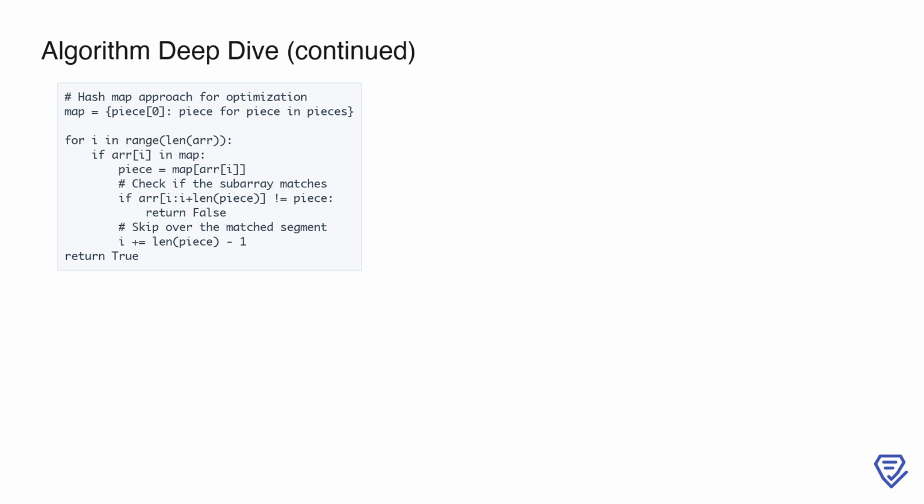Then, as we traverse ARR, we check whether the current value in ARR exists in the hash map. If it does, we retrieve the corresponding subarray and verify whether the segment of ARR starting at the current index matches the subarray. If it does not, we return false. Otherwise, we skip over the matched segment in ARR by adjusting the pointer. Once we finish traversing ARR, if all subarrays are successfully matched, we return true. This approach minimizes redundant comparisons and ensures that the solution is both efficient and easy to implement.